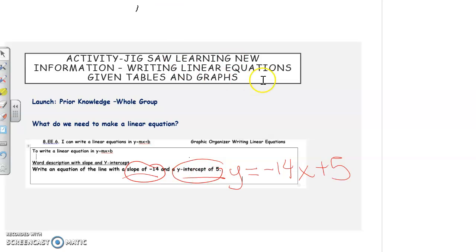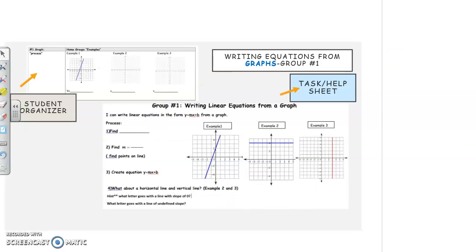So that's just kind of prior knowledge starting the lesson. And then next, our students are going to move on to where they meet in their expert groups. This is their task at their table, group 1, writing linear equations from a graph. They write down these examples. This is where students have their organizer. They're going to draw in those examples where it says example 1, example 2, example 3.